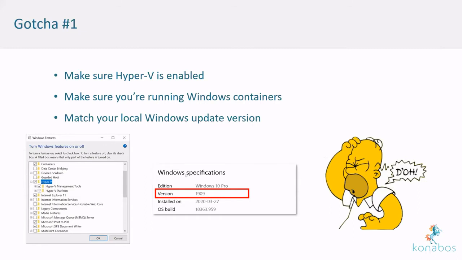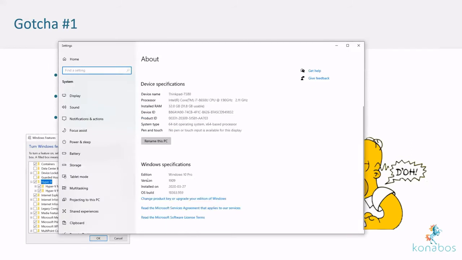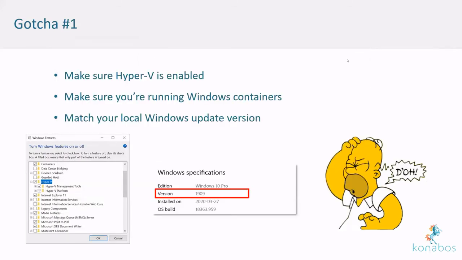Also take note of your Windows version. Just head on over to your Windows settings, pull up the system information, and then you'll see some of the specification. When they talk about Windows version in relation to Docker, it's usually to do with this Windows specification and this version number, and not the edition. The edition is not so important.